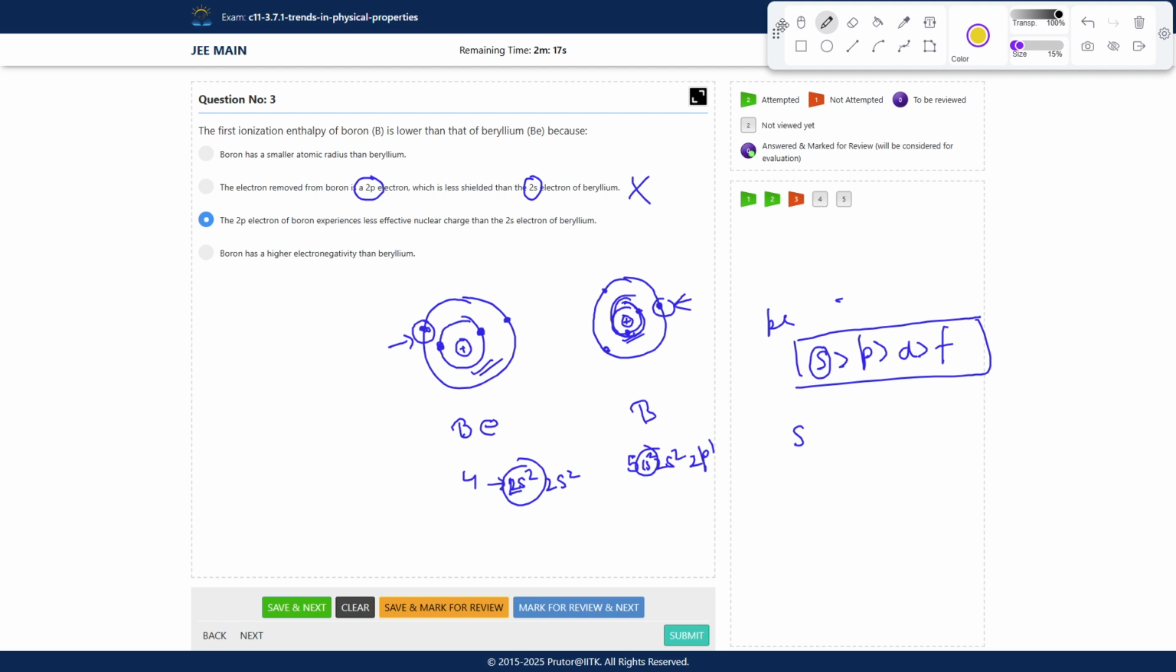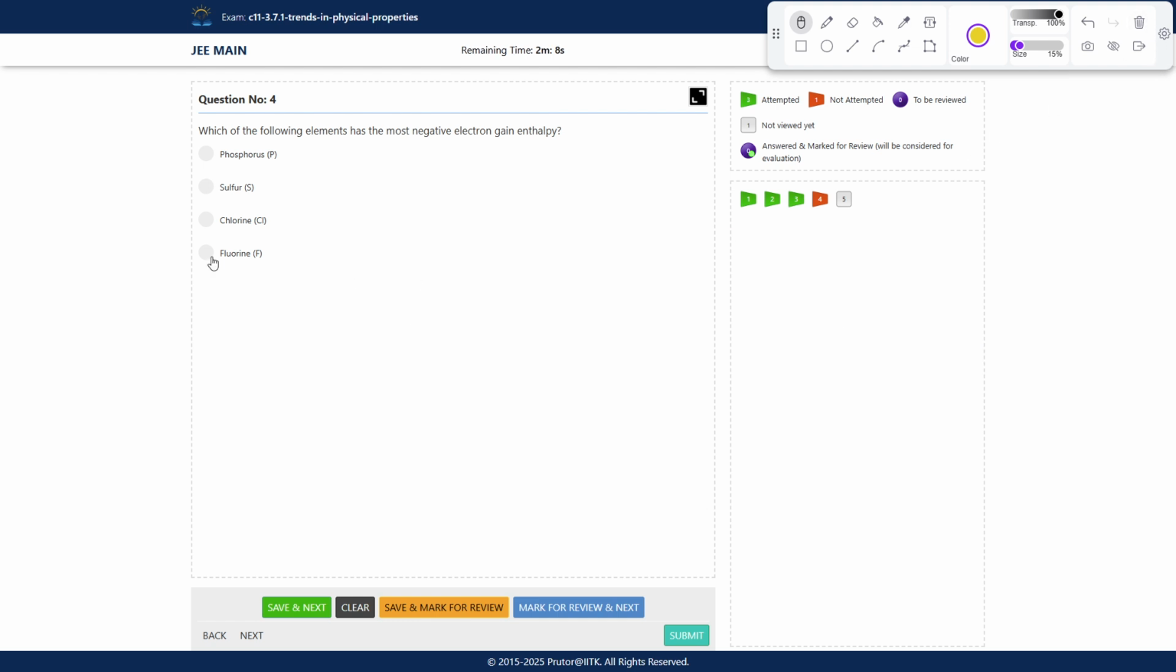Moving on to the next question. Which of the following has the most negative electron gain enthalpy? Phosphorus, sulfur, chlorine and fluorine. Again, this is a repeated concept. Chlorine, yes, very good. The correct answer will be chlorine, not fluorine, because of fluorine's small size. Fluorine will have a lesser negative value as compared to chlorine. Correct answer will be C.